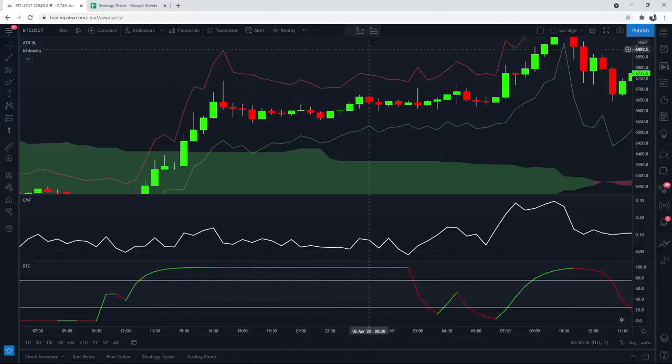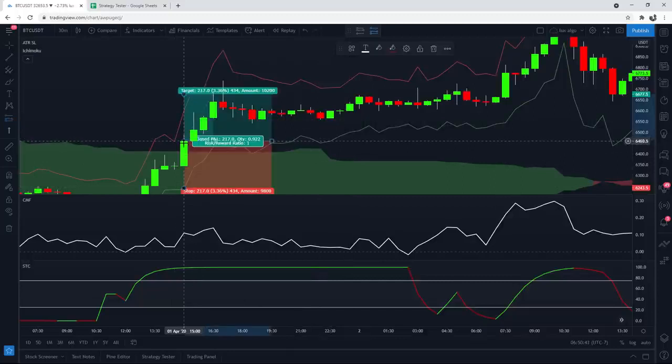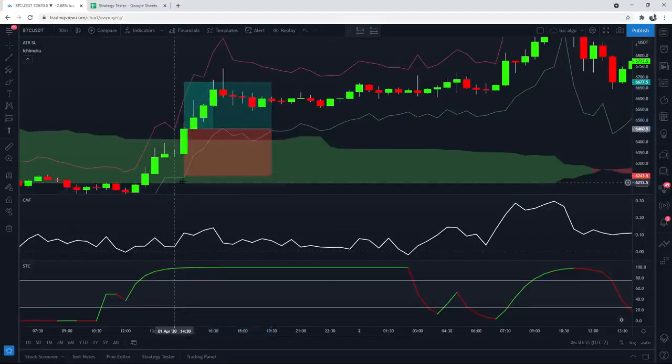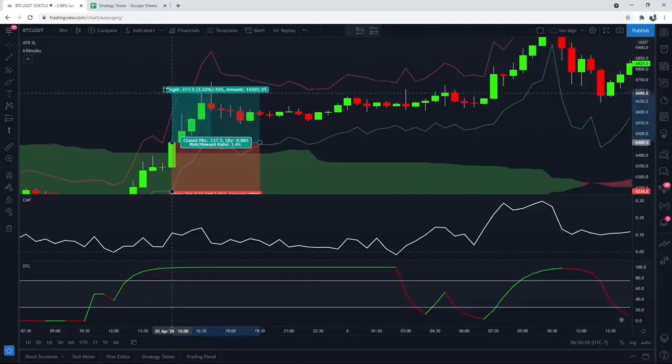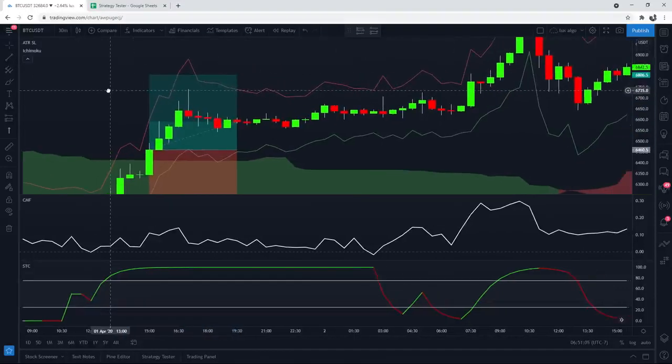So for example, to take a long entry, you could take one when this candle closes outside and above the Ichimoku cloud, because we have Chaikin money flow that's above the 0 line. We have Schaff trend cycle above the 75. So this is a valid entry. Stop loss will go to the stop loss indicator and targeting 1.5 times the risk. So this is what I'm going to be testing.